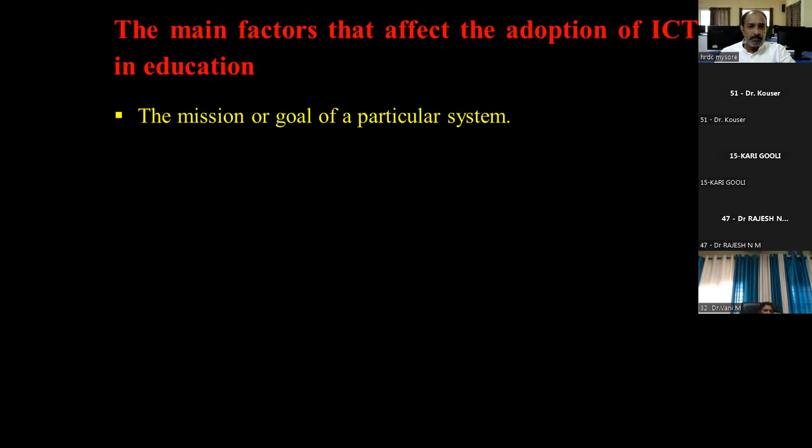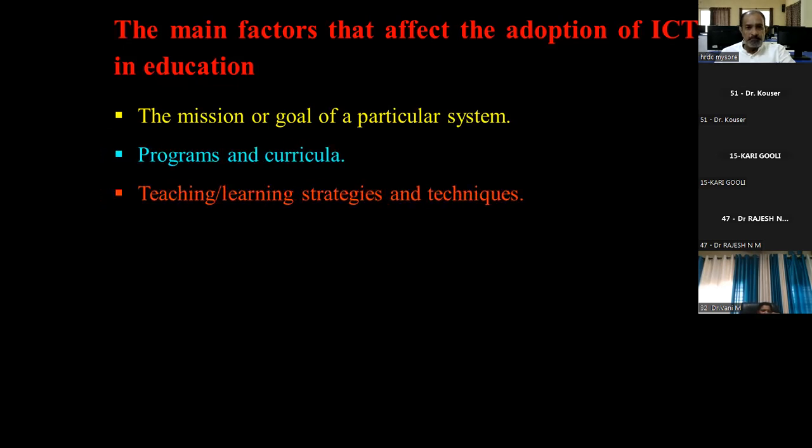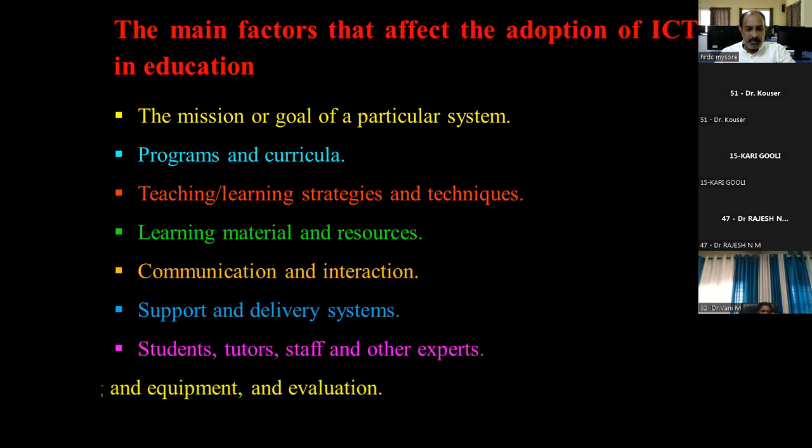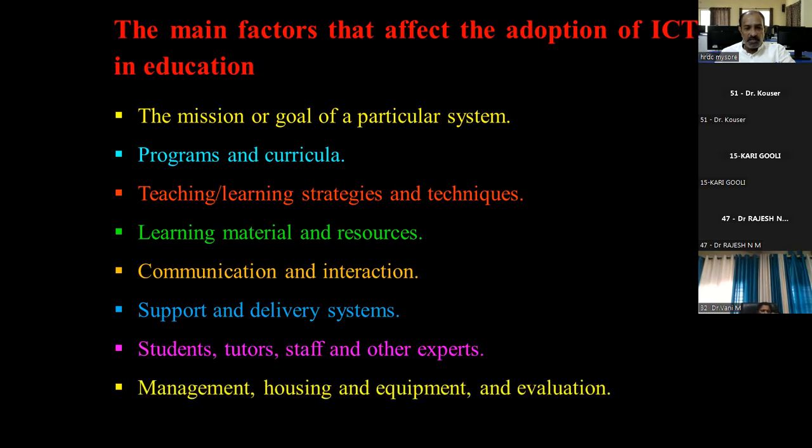The first is the mission or goal of a particular system, then the programs and curriculum, the teaching learning strategies and techniques, the learning material and resources, the communication and interaction, support and delivery systems, students, tutors, staff and other experts, management, housing and equipment, and evaluation.